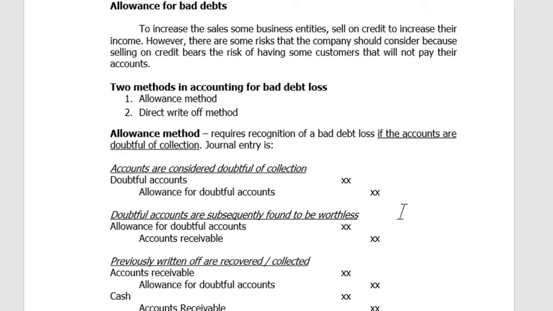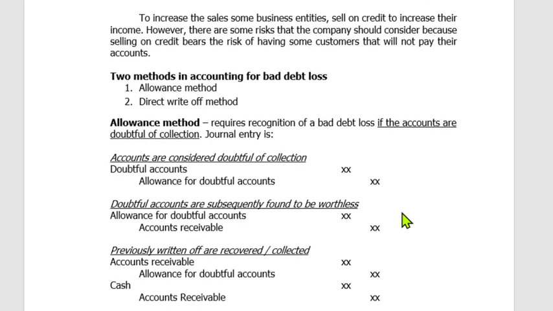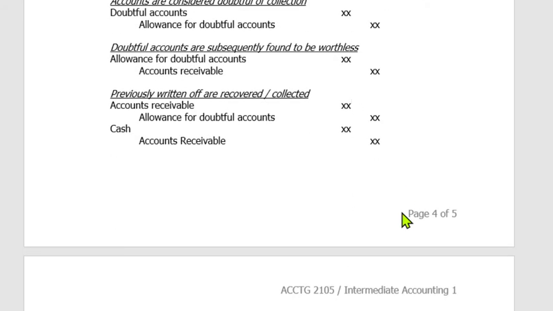Next, what if ni-write off yung receivables pero biglang nagbayad yung customer? So ito yung case, the previously written off are recovered or collected. So paano i-recognize yan? You have to recharge or to restore the balances nung kung saan siya nanggaling. So, ibalik mo lang. You debit accounts receivable, credit allowance for doubtful accounts, and then, kapag siya ay nakolekta na, you debit cash and then credit accounts receivable.